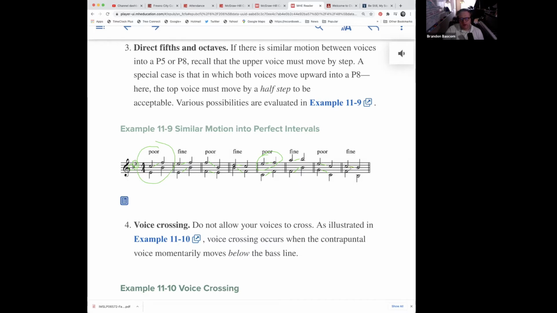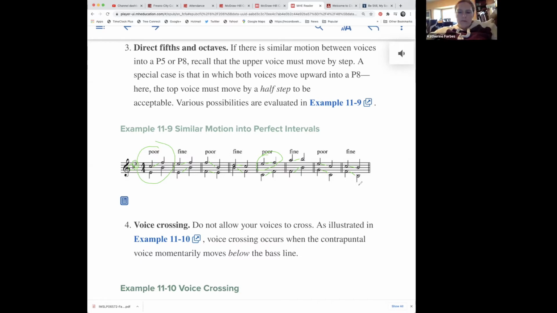Here we are fine. Why are we fine here? Because we moved downward by an octave, not upward, where we need the half step. We move downward and we can move a whole step.